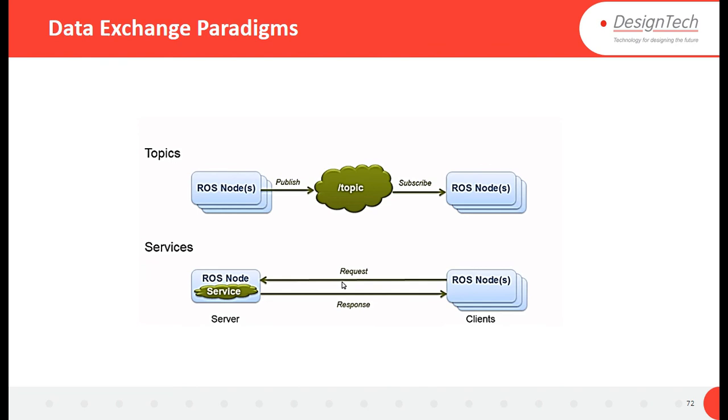These are the data exchange paradigms, like ROS nodes. One is publish and subscribe based, another is where a ROS node will send a request, and then the ROS node service will give some response to the client. Server-client based connection you can also use here.